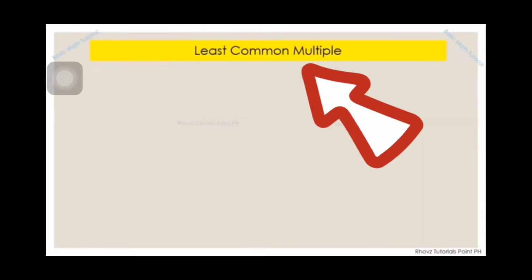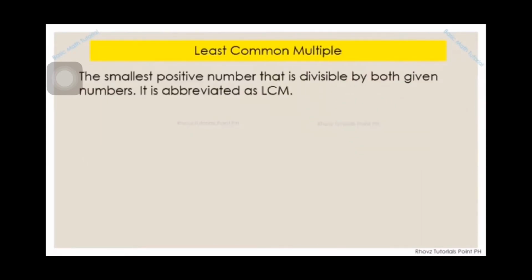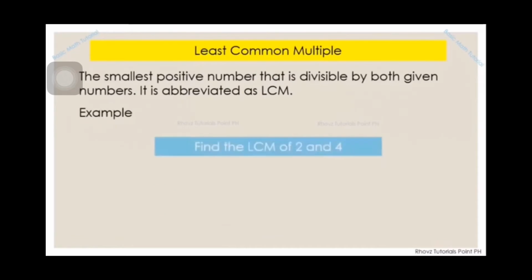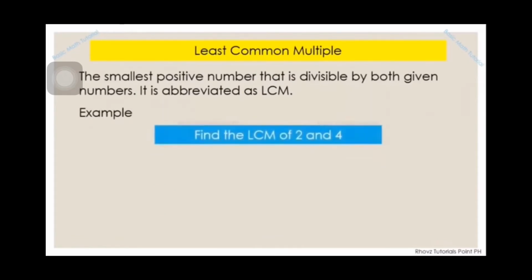Now let's have the least common multiple or the LCM. When you say least common multiple, this is the smallest positive number that is divisible by both given numbers. It is abbreviated as LCM or the least common multiple. So let's try an example. Find the LCM of 2 and 4.